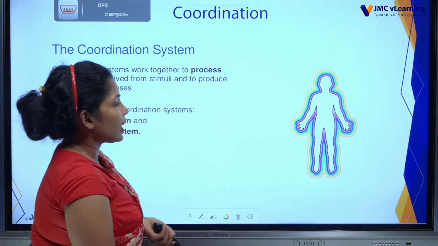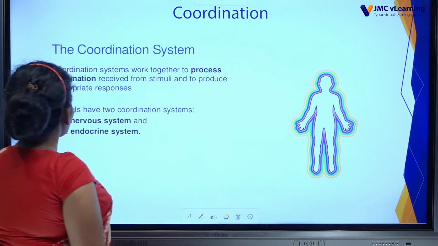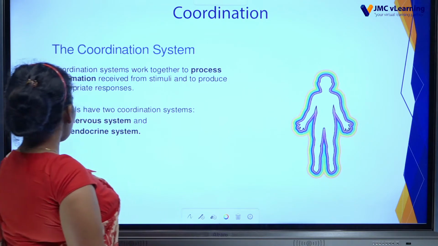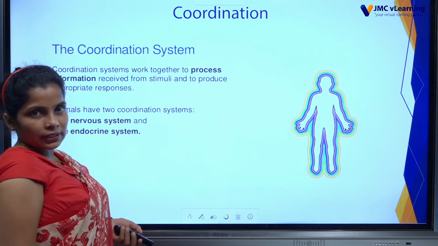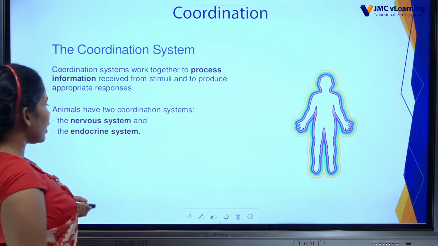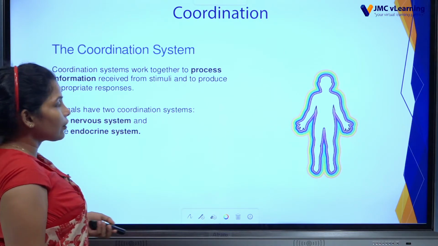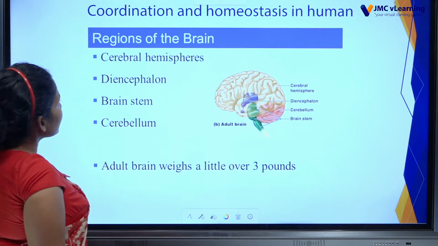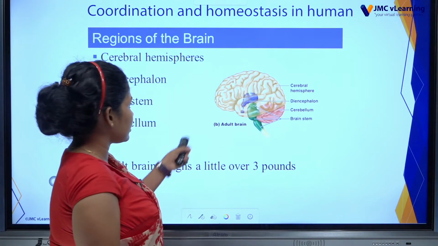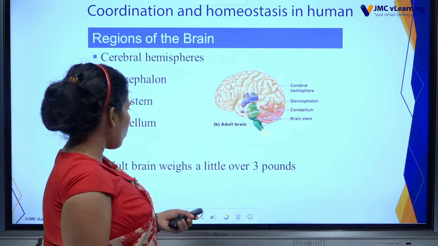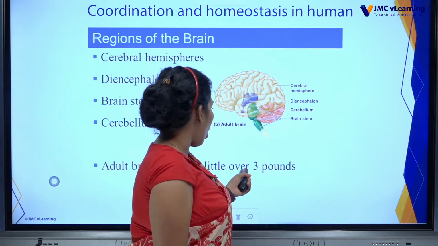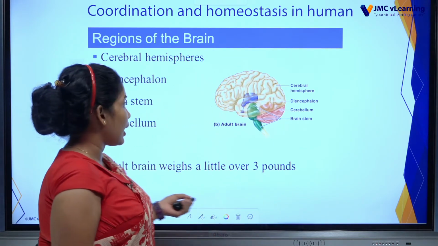Coordination systems work together to process information received from stimuli and to produce appropriate responses. Animals have two coordination systems, the nervous system and the endocrine system. Here is coordination and homeostasis in humans. This is the brain. The adult brain weighs a little over 3 pounds.